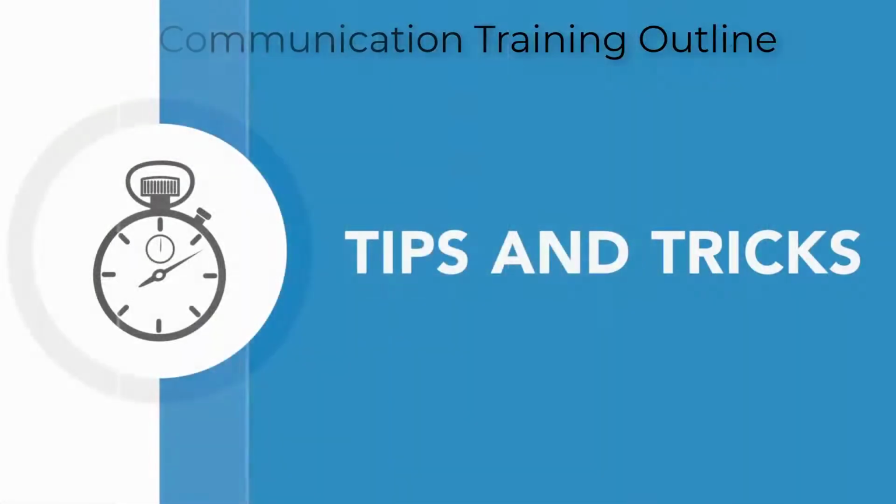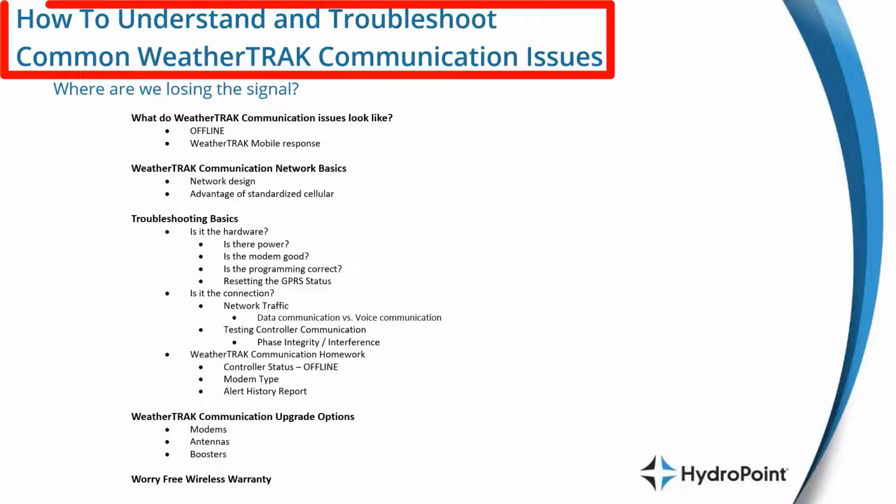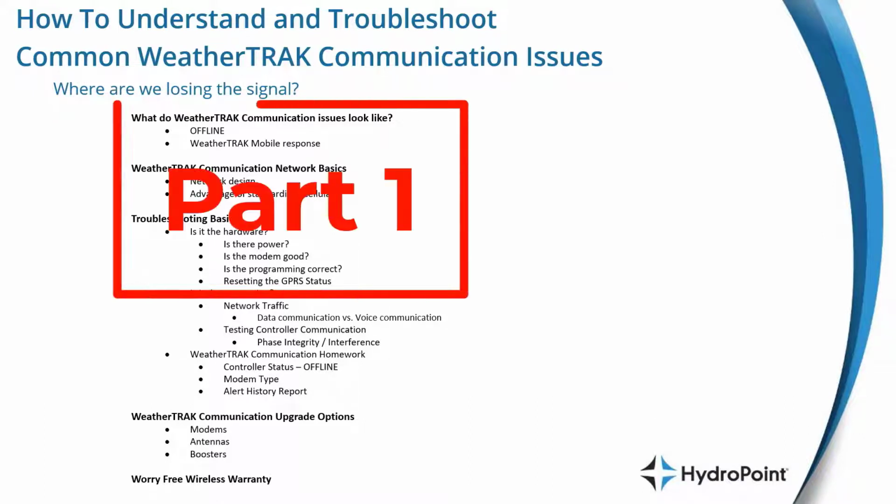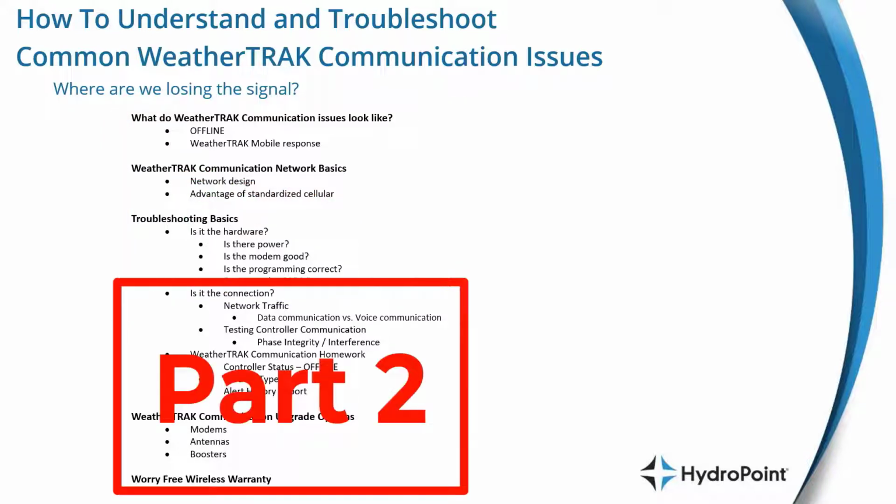Communication Training Outline. When troubleshooting common WeatherTrack communication issues, we are often trying to determine where the communication signal is either getting lost or degraded enough that it affects our WeatherTrack performance. So today we'll be doing a WeatherTrack communication training in two parts.